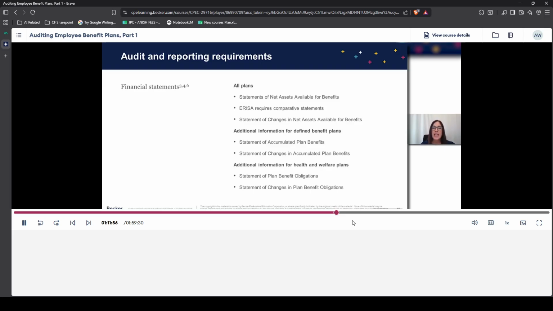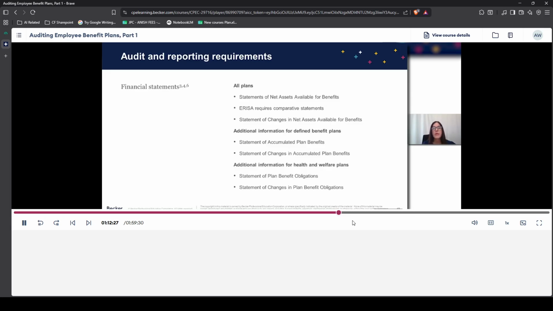Your statement of changes in net assets, you can show a single year. That's all that's required. That's basically your income statement. Now, your defined benefit plans do have some additional information that has to be presented, and this includes the APB I referred to earlier, your accumulated plan benefits, and your statement of changes in accumulated plan benefits. The information for those two items will come directly from the plan's actuary.